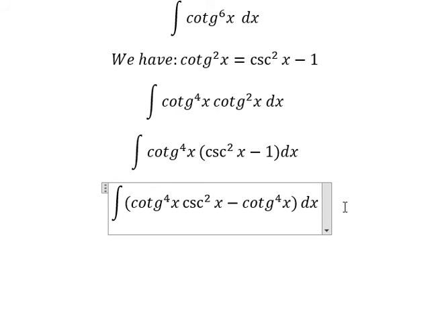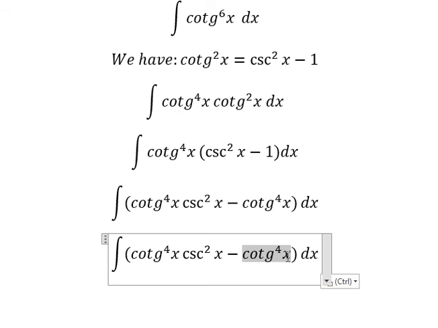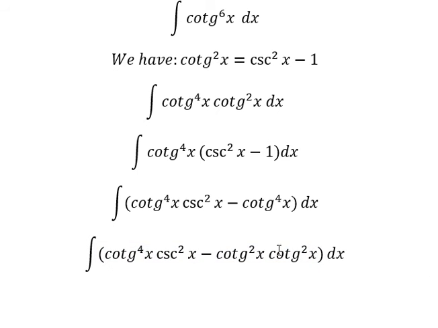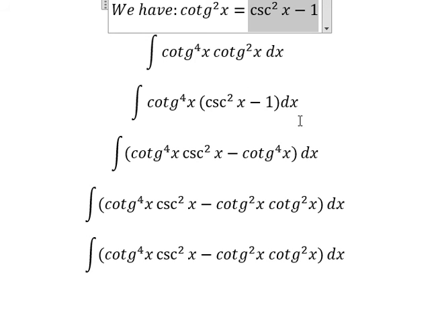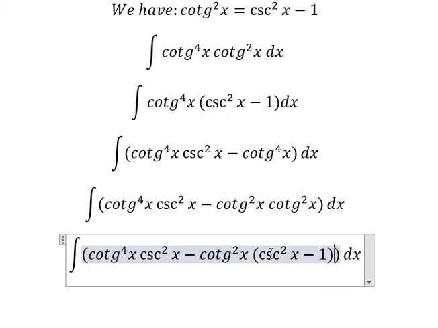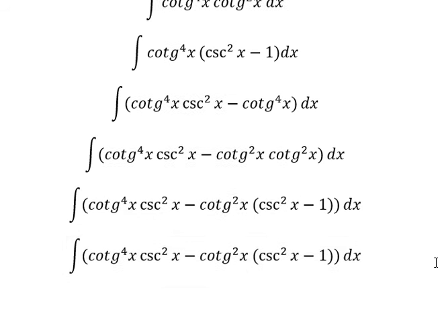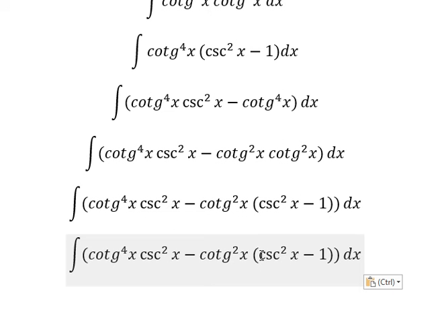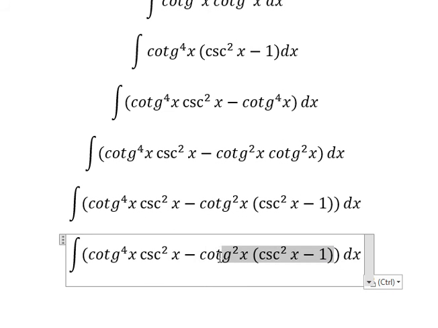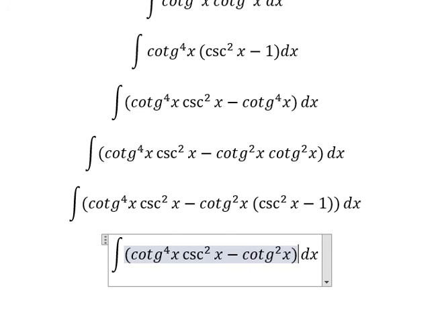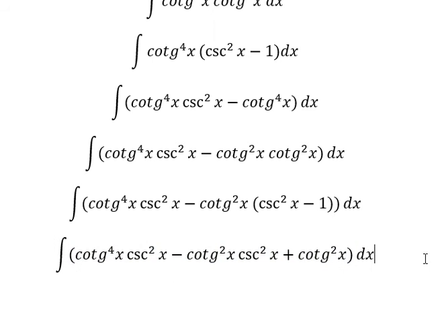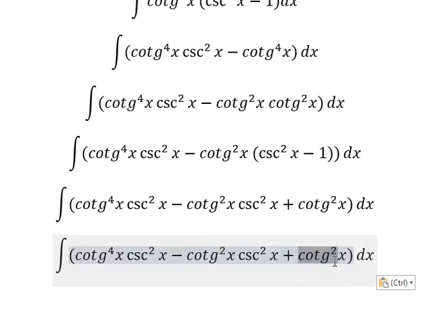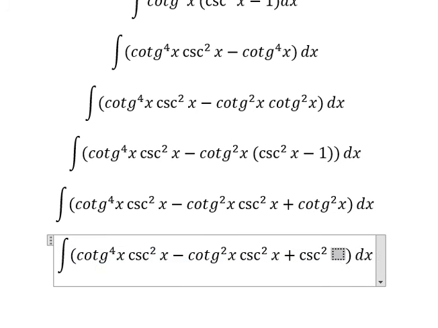Now we repeat the process for this one in here. And this one, that is about this one. So negative cotangent s squared multiplied by cosecant of s squared and negative number 1. And this one, we have cosecant of s squared minus 1.